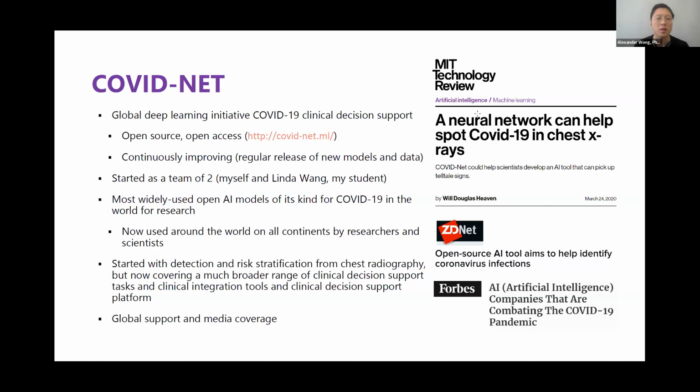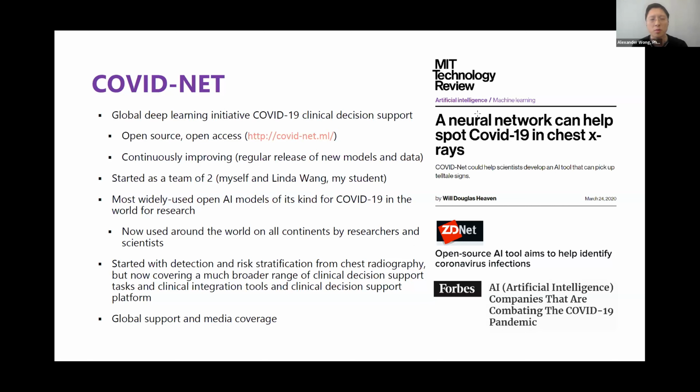It started off as a team of two people, myself as well as my student at the time, Linda Wang. Now it's grown to be the most widely used open AI model of its kind for COVID-19 in the world for research, used around the world on all continents by researchers as well as scientists, which we're very happy and proud of. It started with just detection and risk stratification from chest radiography, and has now grown to cover a much broader range of clinical decision support tasks, clinical integration tools, and clinical decision support platforms, from diagnosis to risk stratification, all the way to treatment planning.